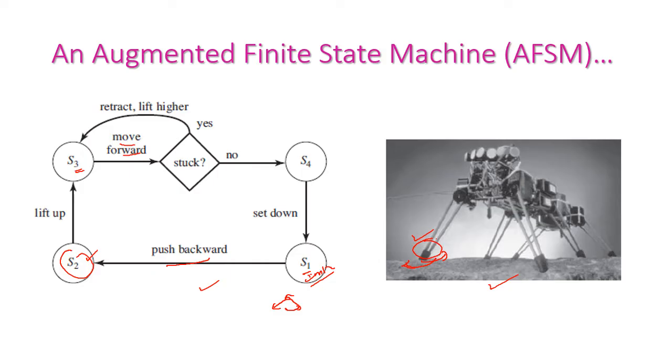Okay, if there is any stuck here, then it will lift somewhat higher. Okay, then again it tries to move forward. Okay, then it moves forward. There is no stuck means it will go to state 4 and sit down. Right. So this is a very simple finite state machine for a single leg, controlling a single leg for a robot.